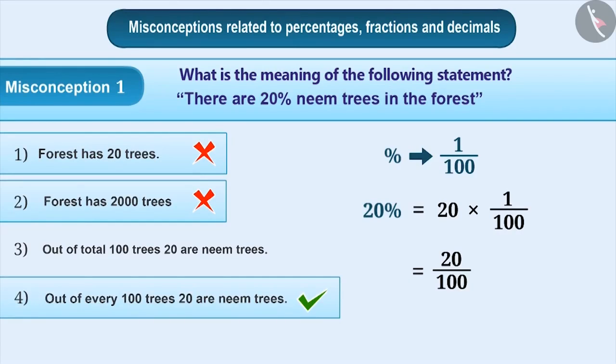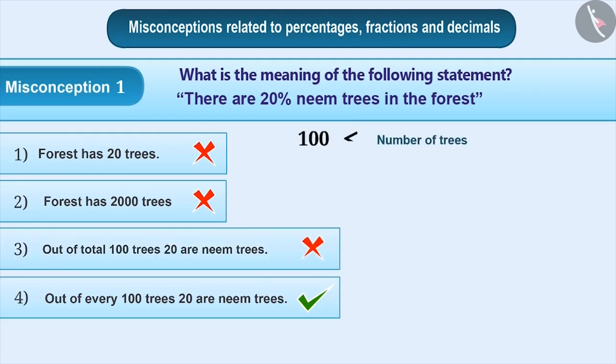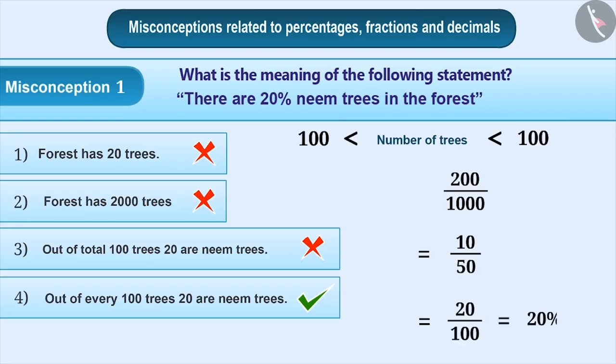Sometimes students find fraction form of 20%, that is 20 by 100, but fail to understand its correct meaning. They think that in the forest there are 100 trees, out of which 20 are neem trees. But this is incorrect. Therefore, option 3 is incorrect. The number of trees can be more or less than 100. Neem trees can be 200 out of 1000 or 10 out of 50. In both situations, we say there are 20% neem trees in the forest because 200 by 1000 is equal to 10 by 50 is equal to 20 by 100 is equal to 20%.